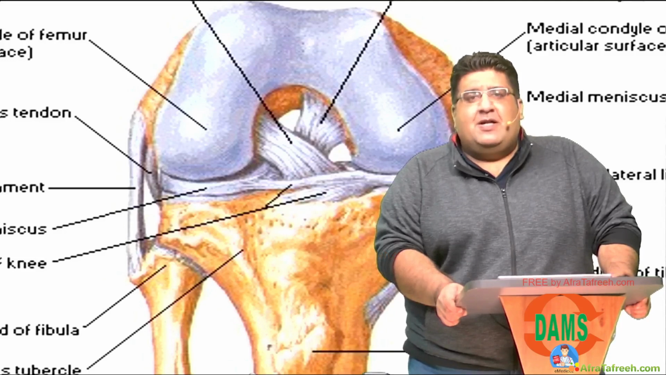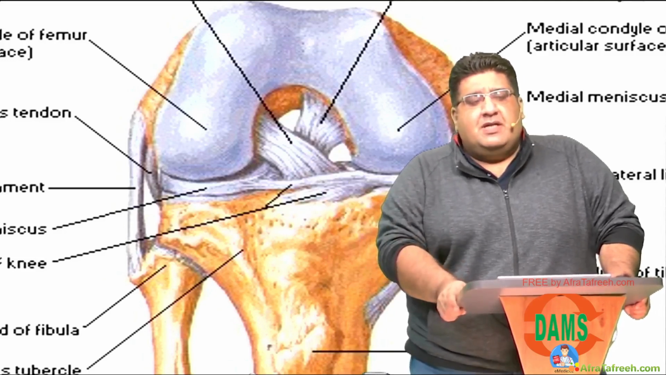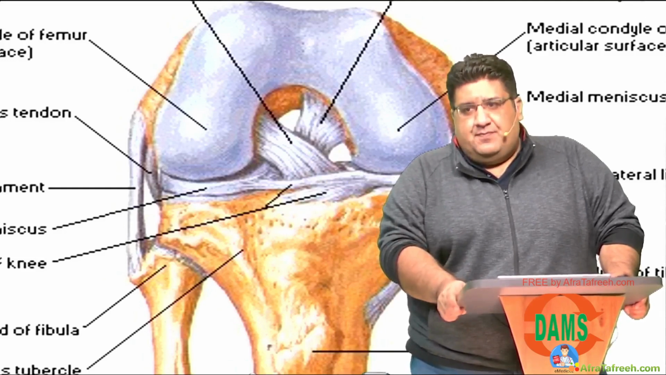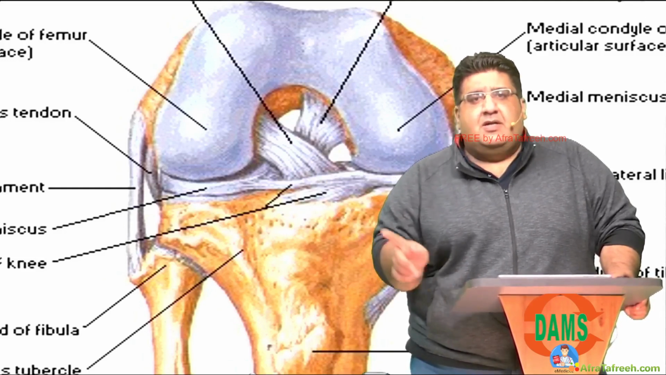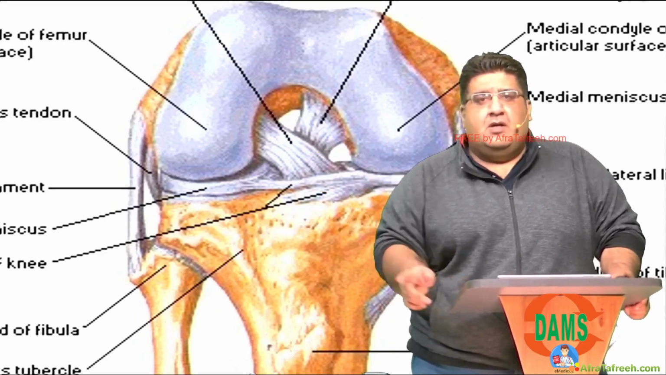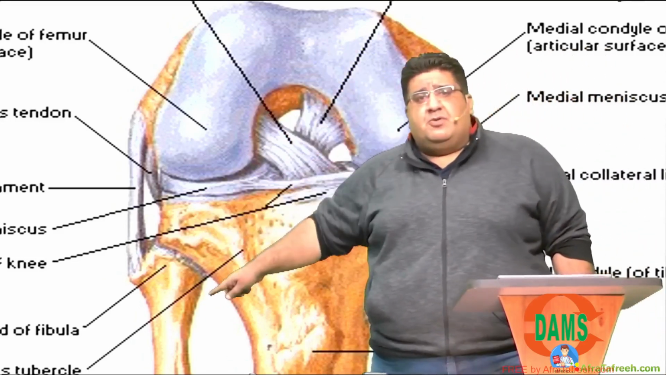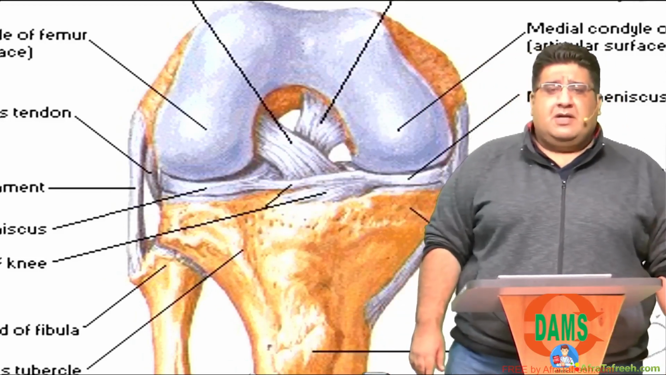The first similarity: both the cruciates provide stability in the sagittal plane. Second similarity: both the cruciates are within the joint, so they are intra-articular. Third similarity: both the cruciates are within the capsule, so they are intracapsular.